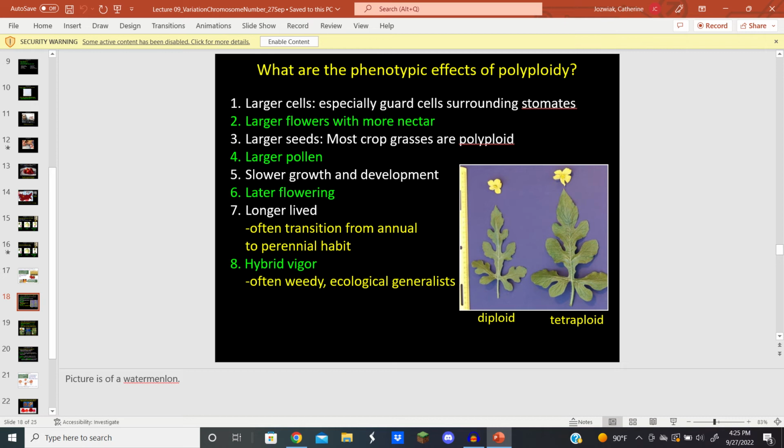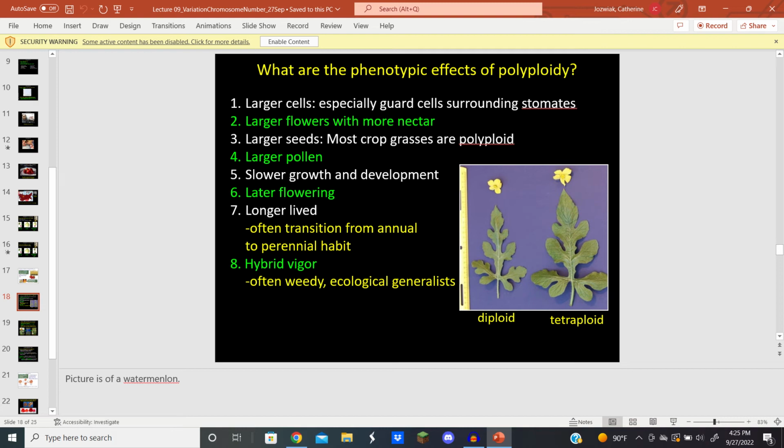Oftentimes, they also experience hybrid vigor, right? And that's basically something that results when you have fixed heterozygosity, right? So if you've got two different parents that come together, and you keep all of the genes from both of those parents, you're always going to be heterozygous, right? And that basically will give some advantage evolutionarily, right?